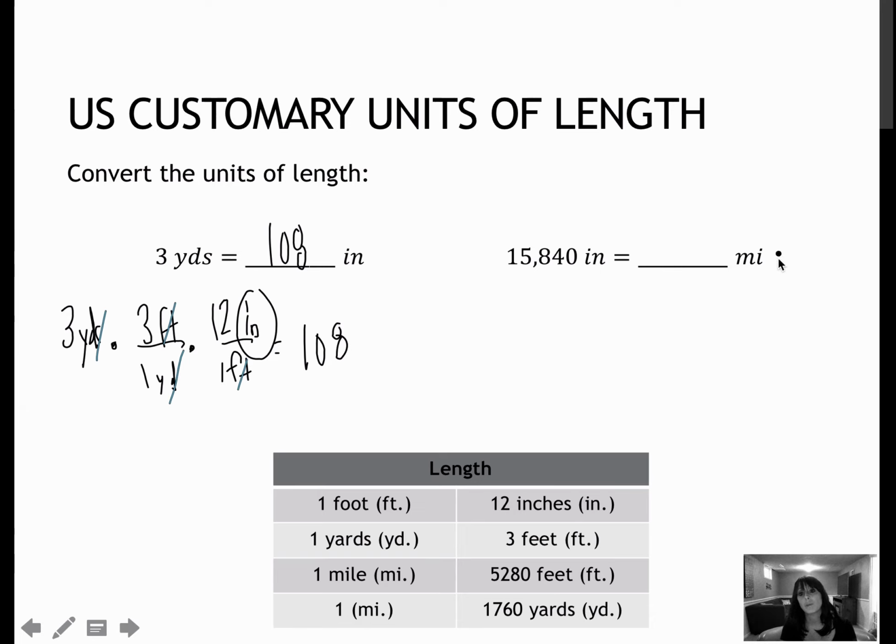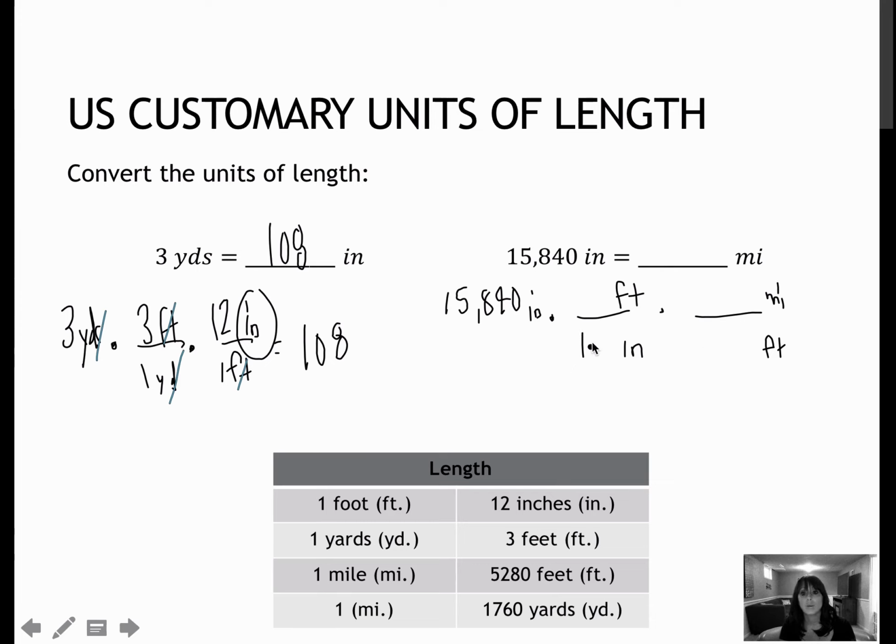Same thing here, I'm going from inches to miles. I have feet to miles. I have inches to feet, so I'm going to have to go in that way. So 15,840 inches, we're wondering how many miles is that? When I multiply, remember I need inches down here so that it will cancel. And I need feet on top because I know that feet are going to go into miles. So it's going to look like that.